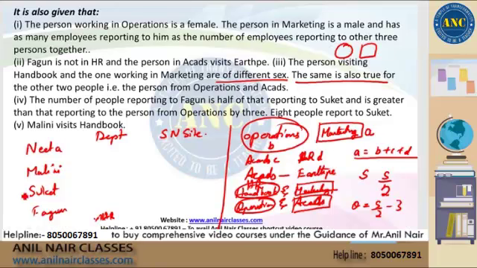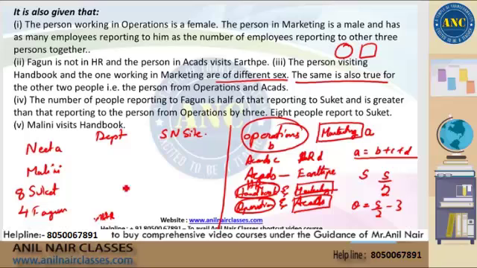8 people report to Suket, so that's fine. 8 people is a clear-cut number. That means Fagun should be 4. And we don't know who is operations, but then definitely not Suket and Fagun. Definitely Suket and Fagun are not in operations, right? That's pretty clear-cut data. And Malini visits the handbook, right?